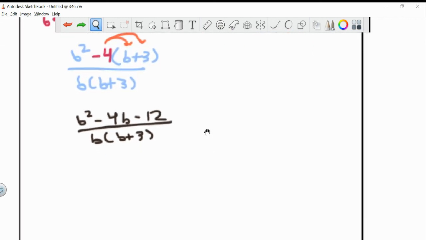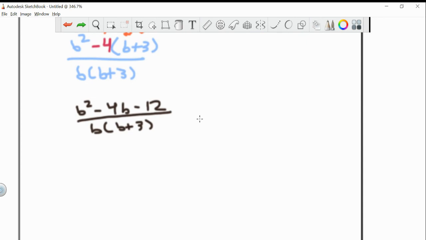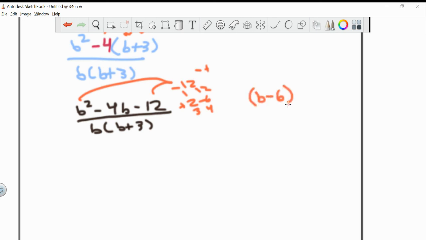Now it's time to do the questions from Monday, right? Now it's time to simplify the rational. We need to look at the top and try to factor it. I'm looking at this and saying that's going to be a negative 12, opposite signs, 1 times 12, 2 times 6, 3 times 4. How can I make a negative 4? I'm going to need to use minus 6 plus 2. So I'm going to end up with b minus 6, b plus 2, all over b times b plus 3.